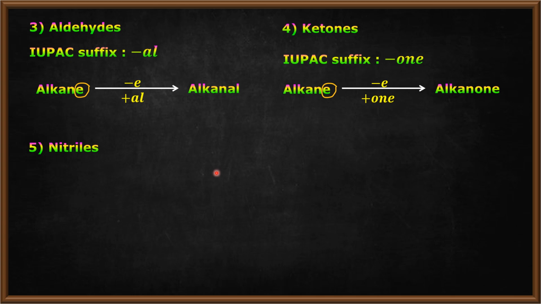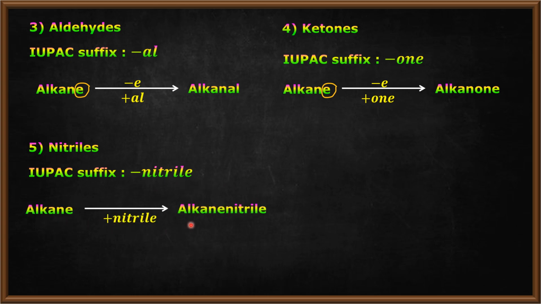Next, nitriles. The IUPAC suffix of nitriles is nitrile. Alkane plus nitrile, alkanenitrile. Here E should not be dropped. Why? Because it is followed by the suffix beginning with N. E from the primary suffix should be dropped only when it is followed by a suffix beginning with A, I, O, U, or Y. In the remaining cases we have to retain E as it is.